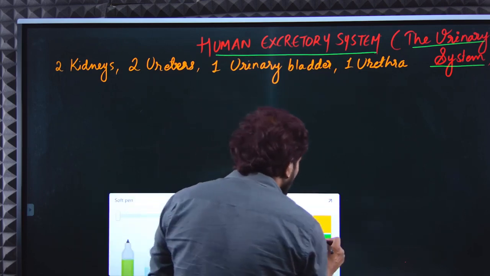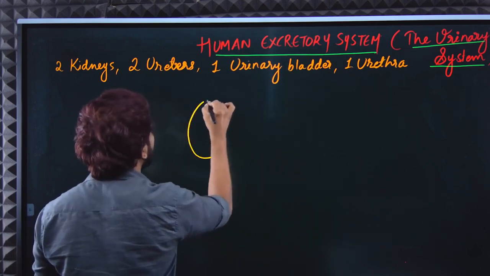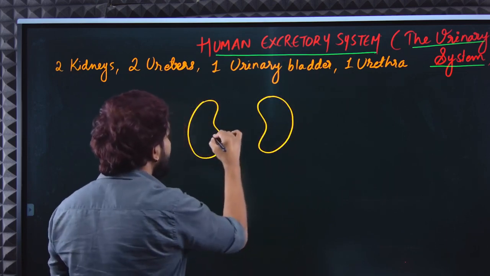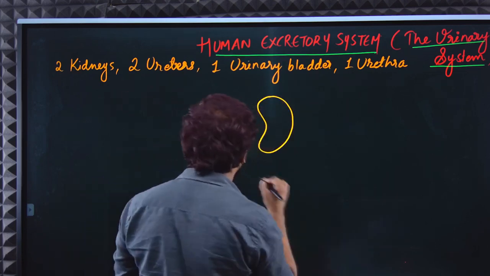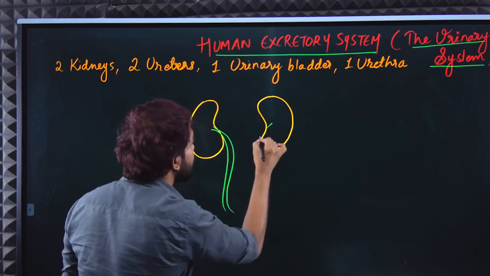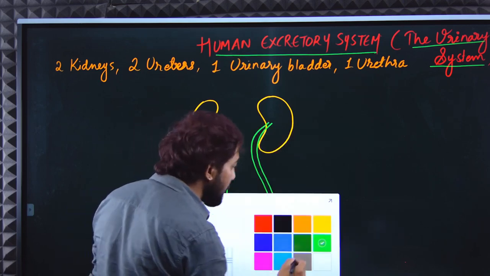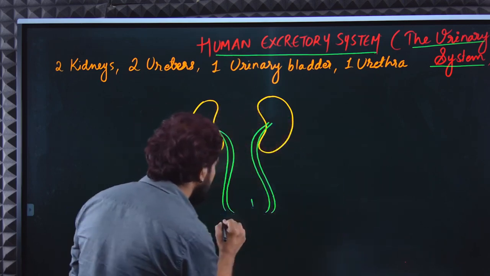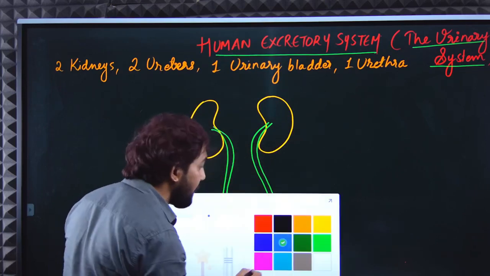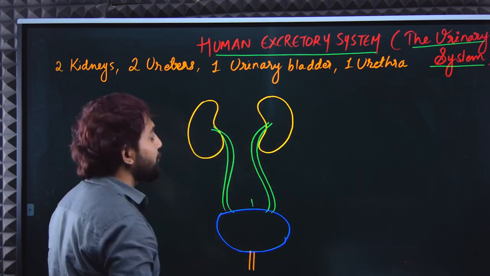Okay, so let's draw this one. This is the right kidney. This one is the left kidney. Right kidney and left kidney. These structures over here in green are the ureters. Then you have a particular structure over here. This is called the urinary bladder, which is single. And the single structure that is the urethra.